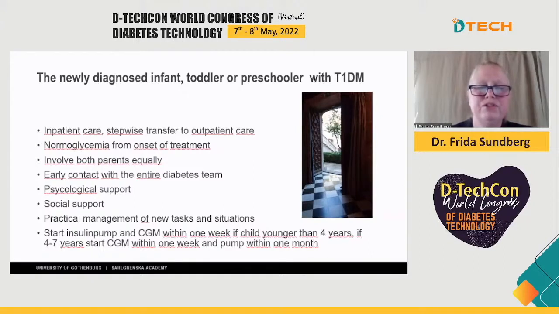They need a lot of psychosocial support and practical management of new tasks and situations. It's actually a very big psychological trauma for the parents to learn finger pricks or injections, and then you need to go very fast to the pump. You start the pump and CGM within 1 week if the child is younger than 4 years. If the child is a bit older, in between 4 and 7 years, we start CGM within 1 week and pump within 1 month, because then it's not so much in a hurry.